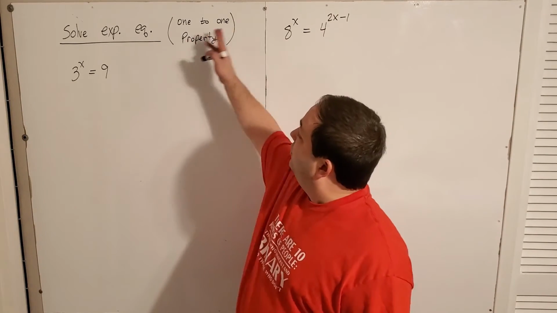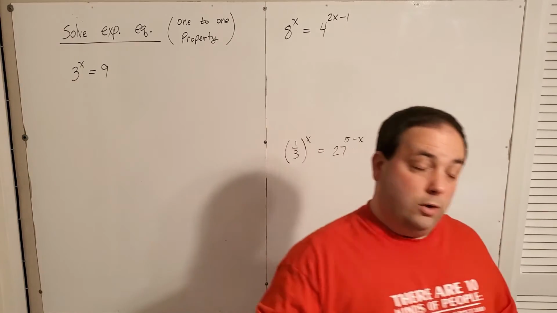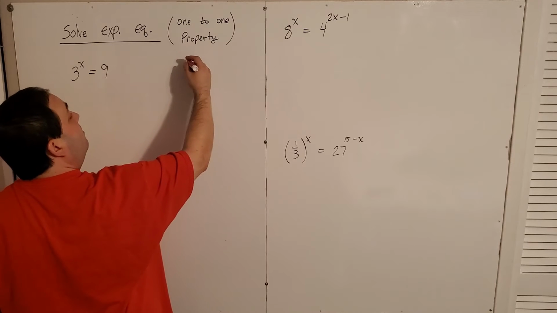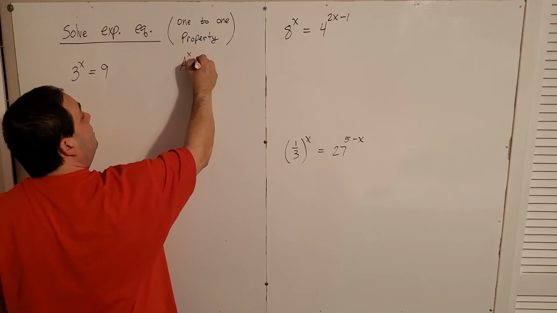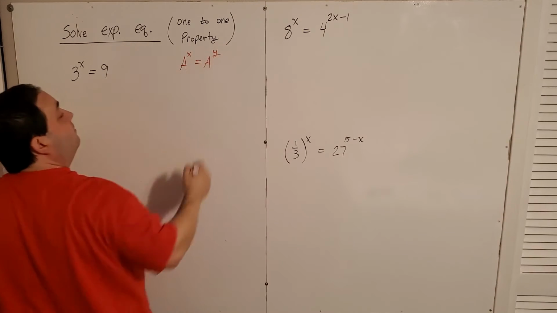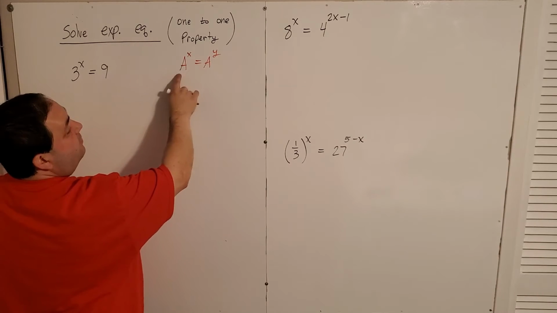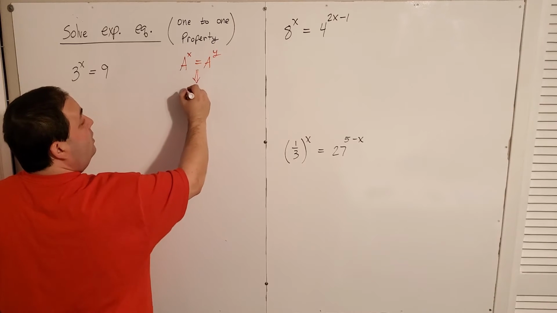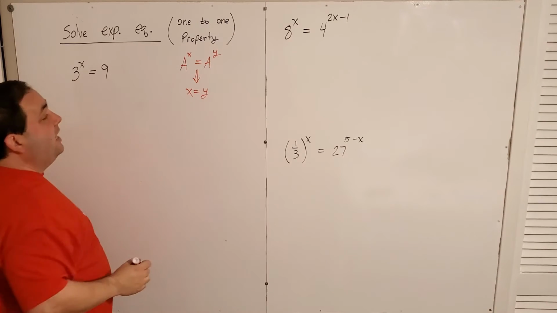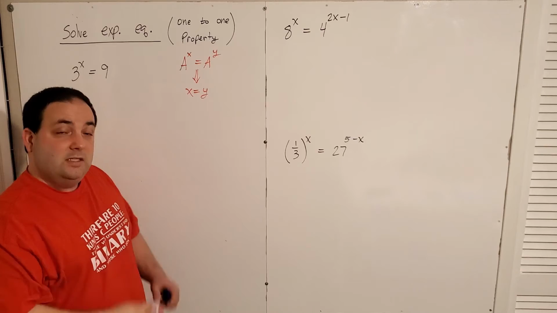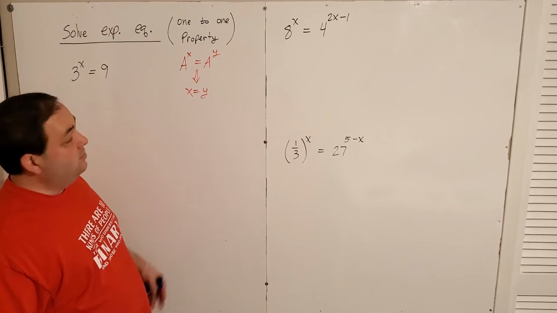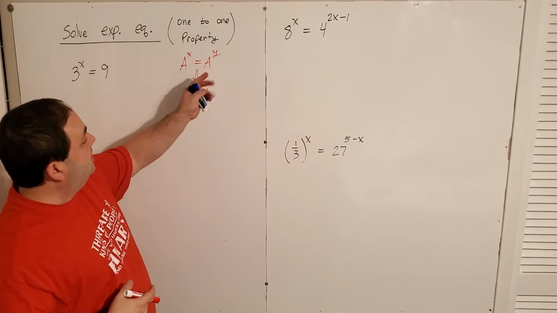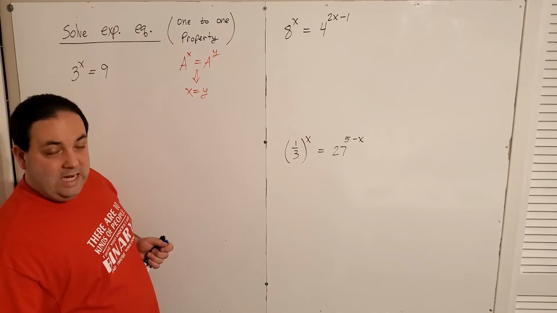Basically, to use the one-to-one property, I just want to have the same base on both sides. If I can get both sides of my equation to have the same base, then at that point I can conclude that the exponents must be equal. And that's because exponential functions are one-to-one functions. There's only one way to calculate an exponent. So if two bases are the same, then the exponents have to be equal.